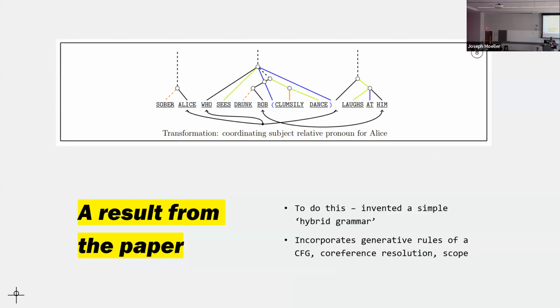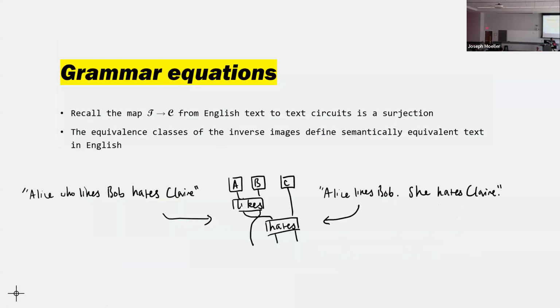Yeah, and in order to do this, we invented this toy grammar called hybrid grammar. It's not meant to be a realistic model of grammar, but it's just something we invented so that we could do this proof. Essentially, we took a few ideas from various places. Like we have these generative context-free grammar rules, and then we have some co-reference resolution things, which are these arrows beneath the sentence, and then a few other things like phrase scope. So before, when I said the set of English texts, it was the set of English texts equipped with this grammatical structure.